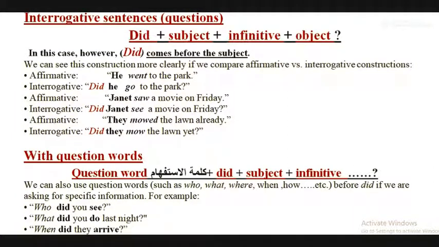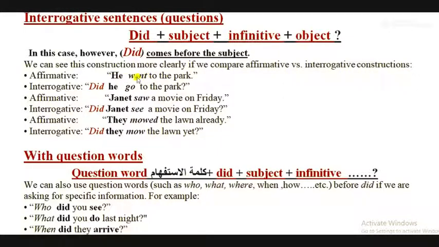And these are the structures of the questions. As you know, we have two kinds of questions. The first one is the yes/no question. We start with did plus the subject plus infinitive plus the object. In this case, however, did comes before the subject. We can see this construction more clearly if we compare affirmative versus interrogative constructions.